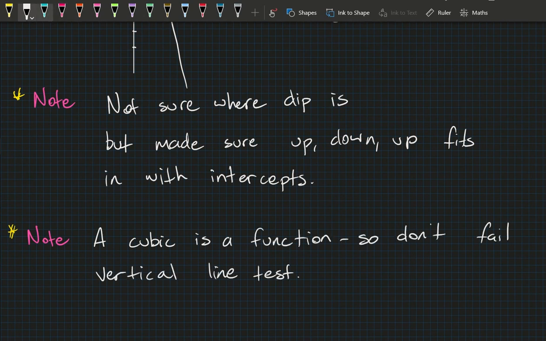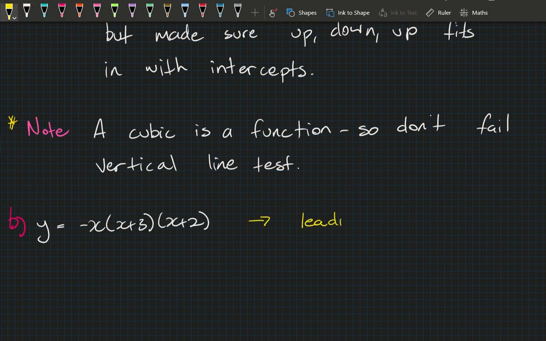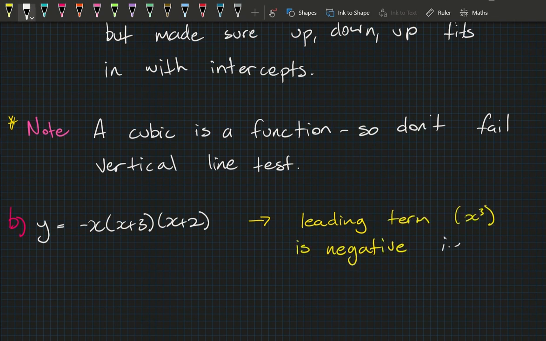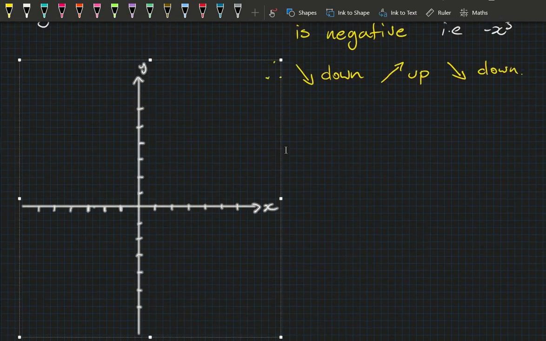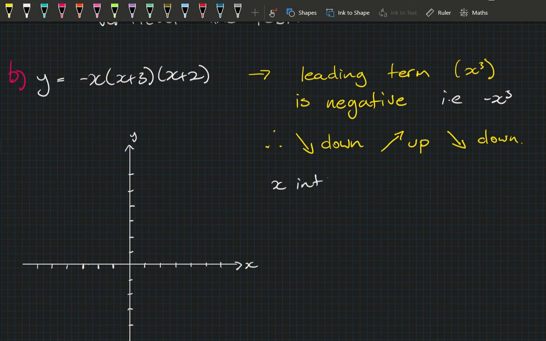All right, let's move on to part B, where we have the cubic y equals minus x times x plus 3 times x minus 2. And when you expand this, you'll see that the leading term, i.e. x cubed, is negative, i.e. it'll have a minus x cubed. So that means our direction at the intercepts is going to be down, up, down, which will eventually draw on these axes here.